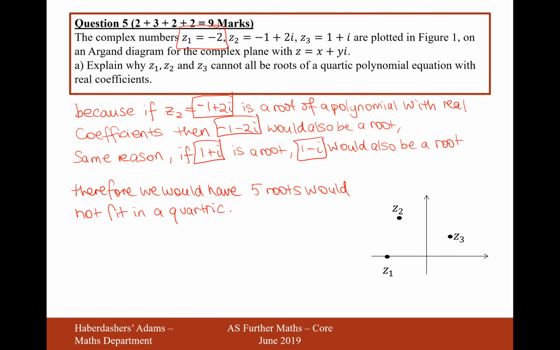And there we are, that's the answer for part A then. So a little explanation: roots of polynomials with real coefficients come in complex conjugate pairs.